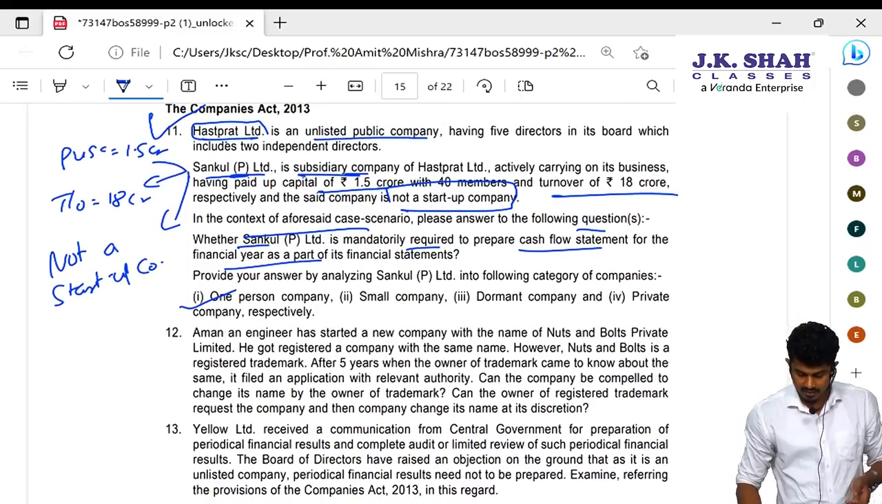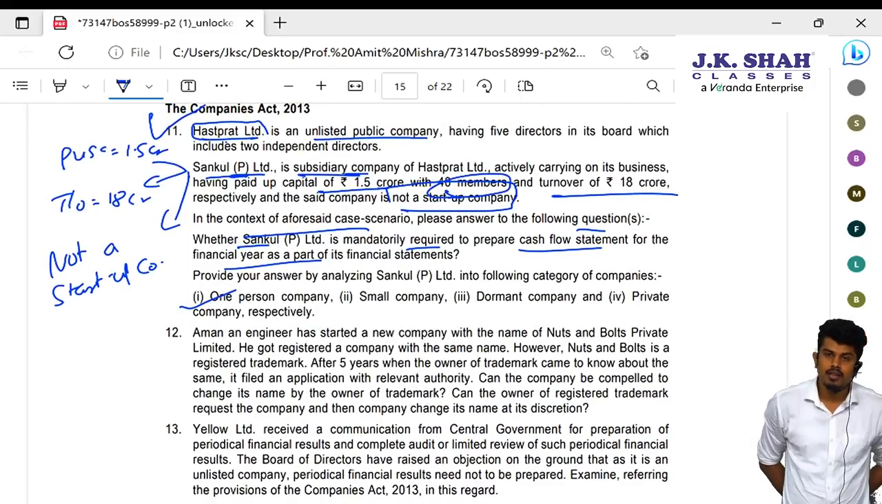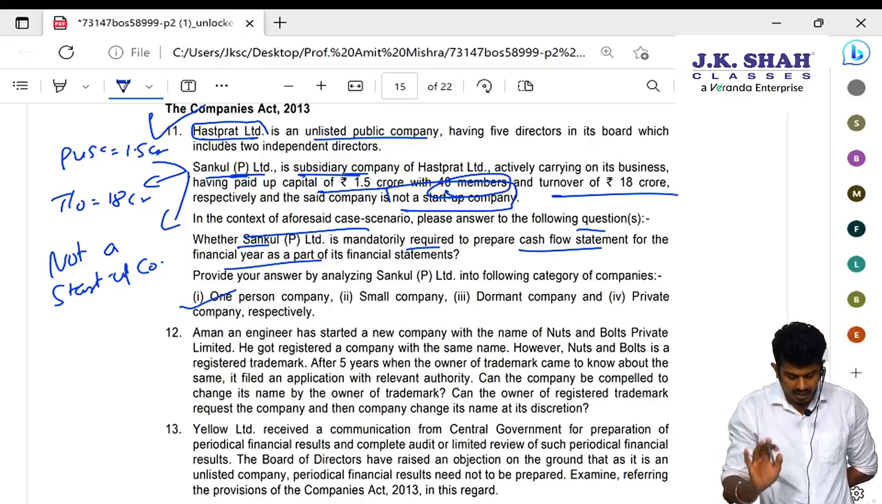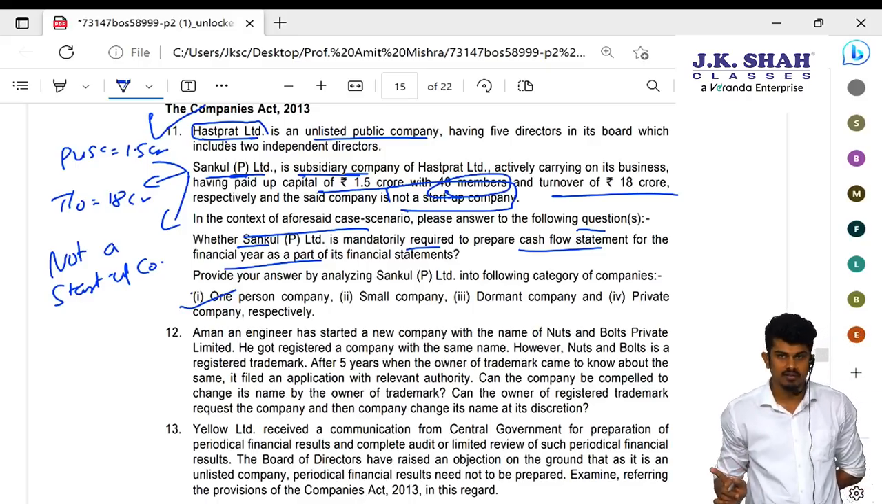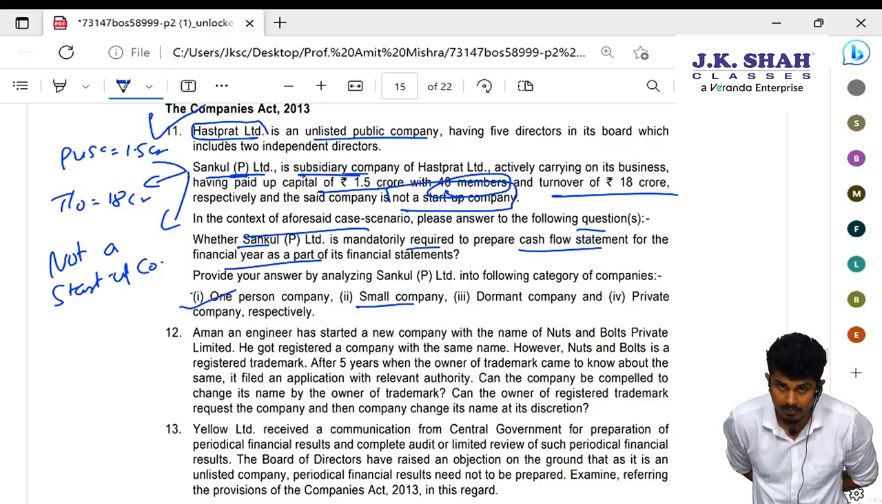See, Sankalp Private Limited has 40 members. So can it be one person company? Can it be one person company? The answer is no. It is not a one person company. Acha, can Sankalp Private Limited be a small company?